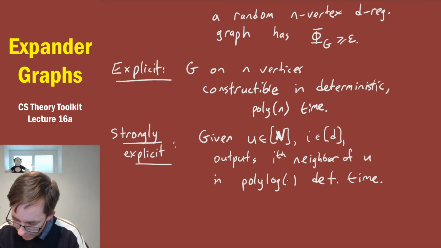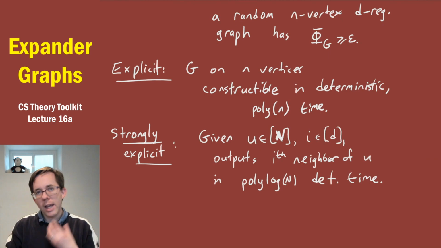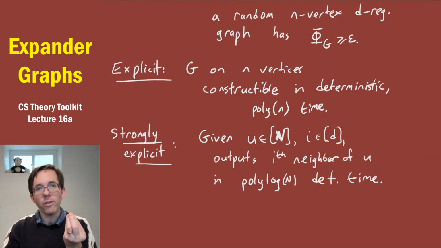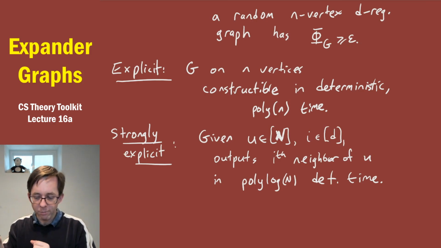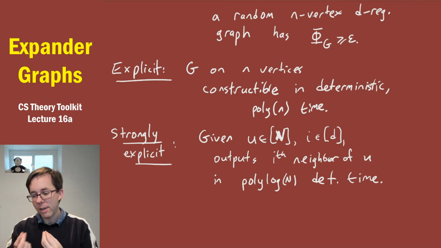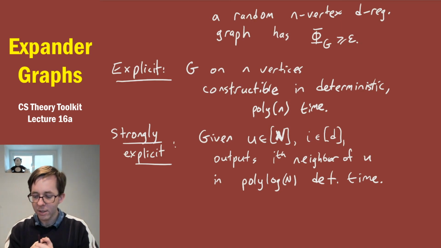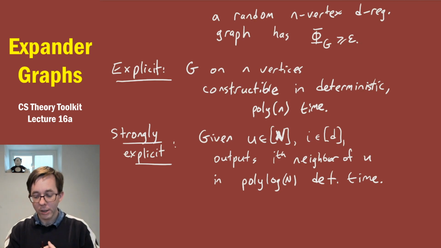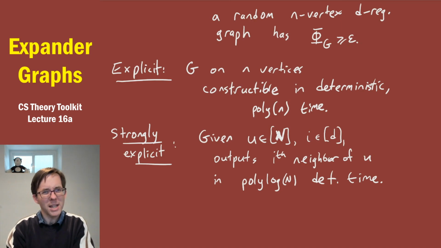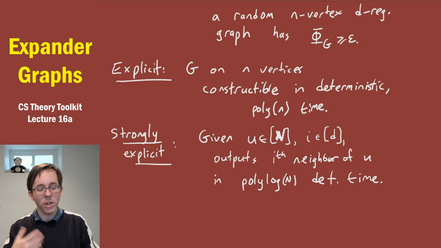Think of capital N as extremely large. The algorithm can take in the name of a vertex, which requires only log of capital N bits to write down, plus this number between 1 and 3 if d is 3. That's not a big deal. And it tells you the name of the ith neighbor of the vertex u, which is also a log capital N bit string. And it does it all in poly of log n time. Okay, so in some sense, it means you have access to an exponentially large graph, even though you're a polynomial time algorithm.